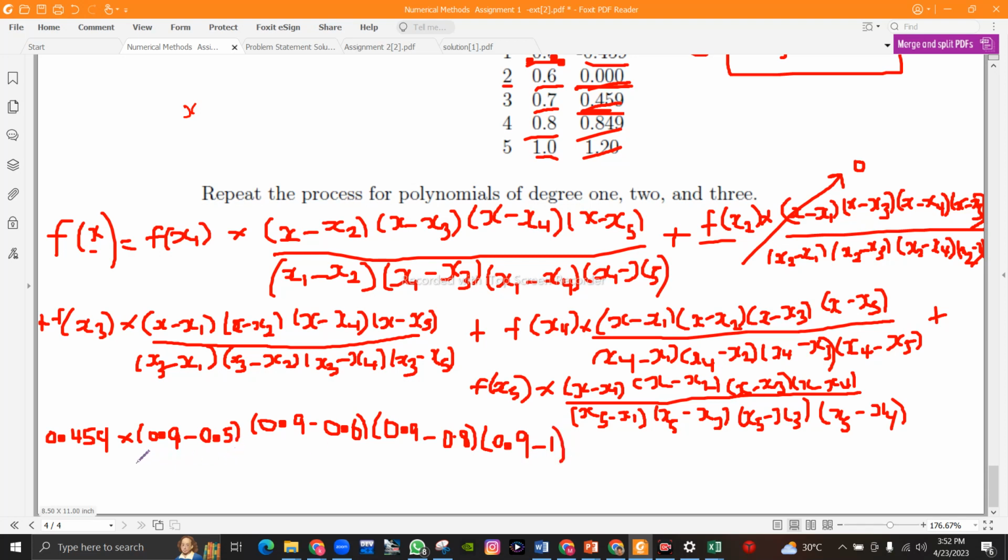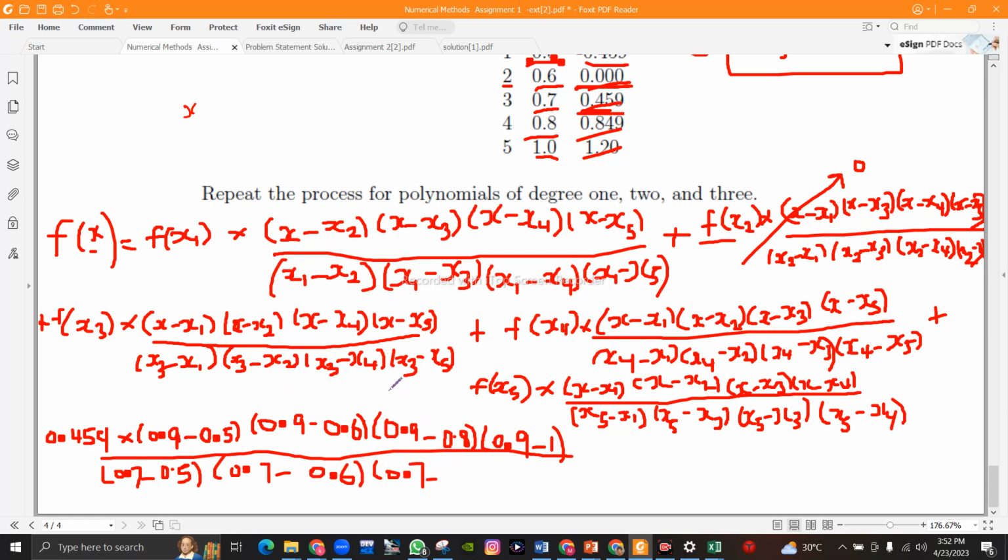Then divided by, what do we have here? x3. We're using x3. x3 is 0.7 minus 0.5, x1 is 0.5. x3 again, which is 0.7 minus x2 is 0.6. x3 again is 0.7 minus x4 is 0.8. Then x3 is 0.7 minus x5, which is 1.